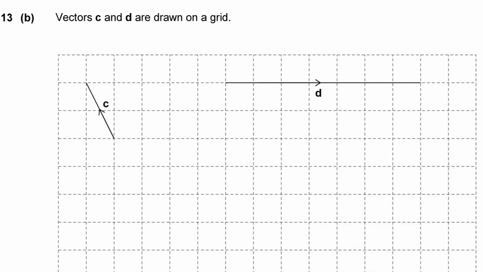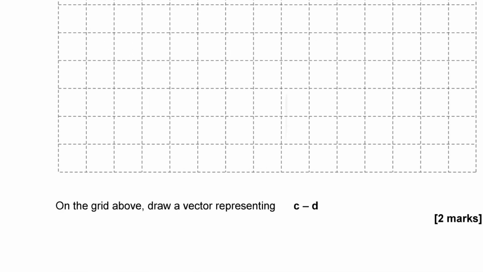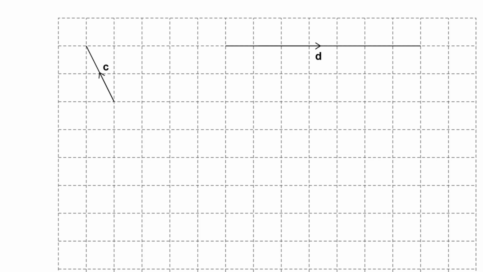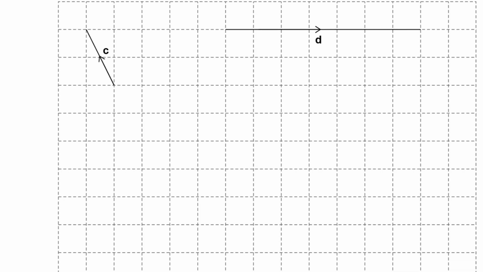Question 13b. Vectors C and D are drawn on the grid. Yes, they are. On the grid above, draw the vector representing C minus D. Okay, C minus D means going along vector C and going against vector D. Okay, so I'm going to start. So C is going from right to left and D is going from left to right, but we want to do a minus D, so it's the other way around.